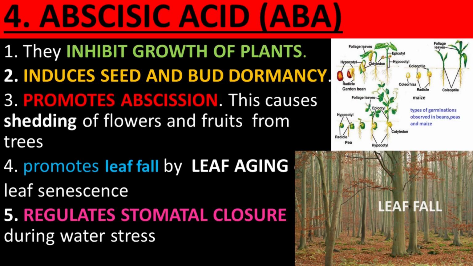Abscisic acid, ABA. It inhibits growth of plants. It induces seed and bud dormancy. It promotes abscission, which causes shedding of flowers and fruits from trees. It promotes leaf senescence, or leaf aging. It regulates stomatal closure during water stress.